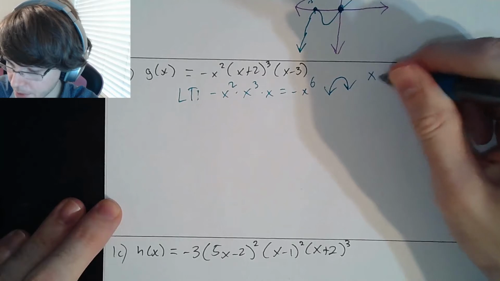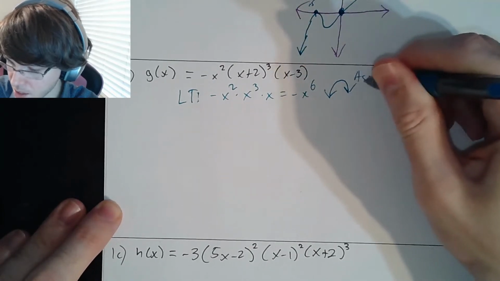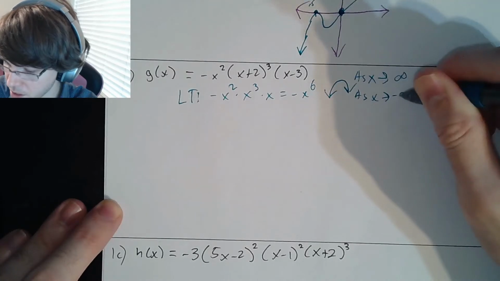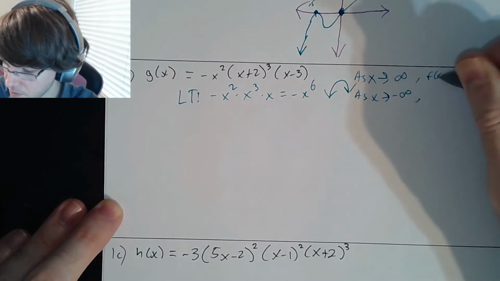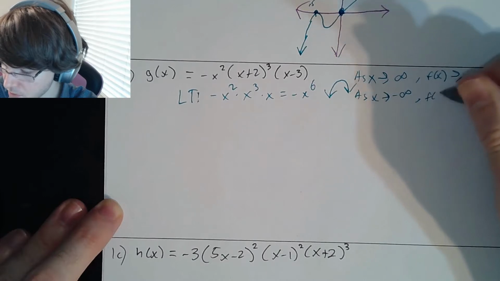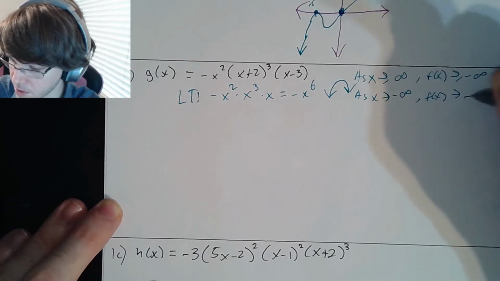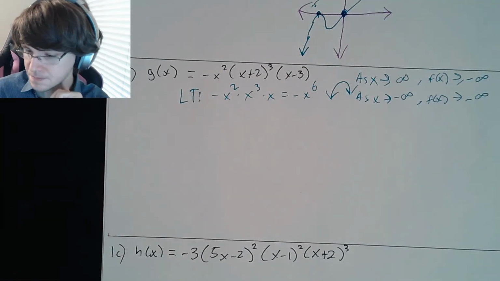So as x approaches infinity, and as x approaches negative infinity, f of x is going to approach, in this case, negative infinity on both sides here. Okay.